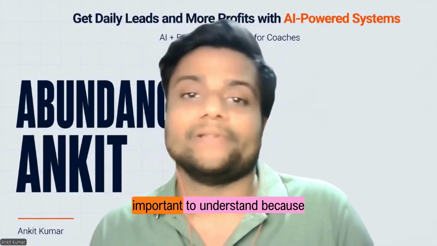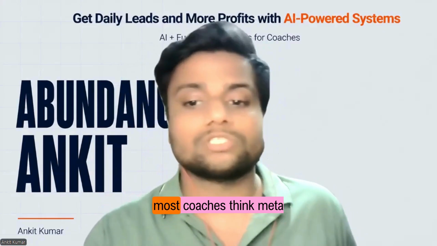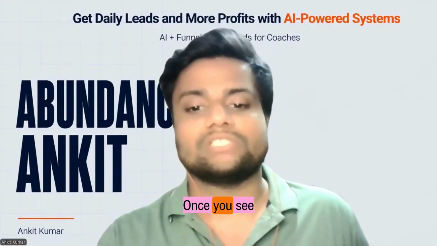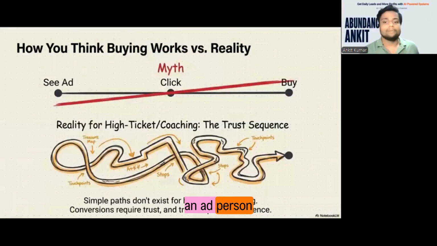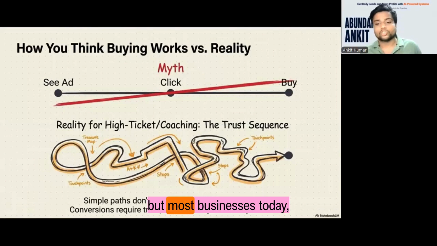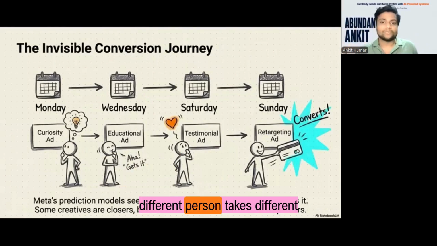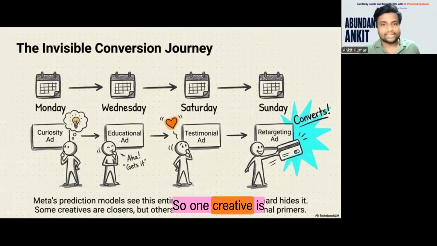This is incredibly important to understand, because most coaches think Meta works like this: a person sees an ad, the person clicks on the ad, the person buys. Simple. But for most businesses today, that's not exactly what is happening. Because think about it, there are many creatives and different people take different amounts of time. So one creative is not able to convert all of them.